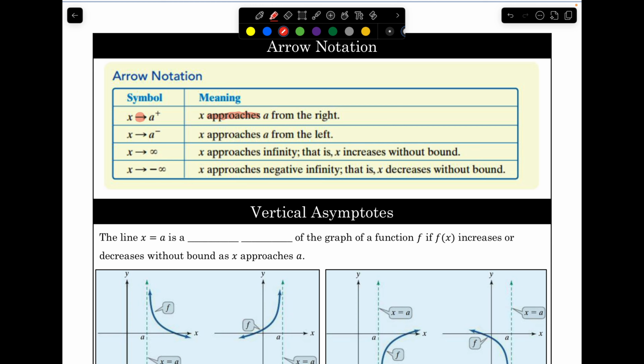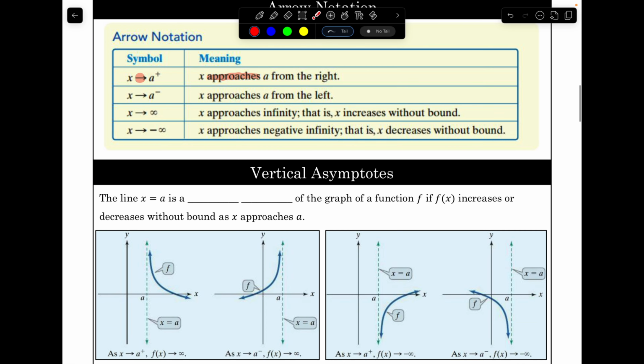So x arrow to A means x is approaching A. A positive sign up there means that we're approaching this letter A from the right side. X approaching A with a negative means we're approaching it from the left side, from the negative side of that value. And then we have the notation for infinity. So x approaching positive infinity and x approaching negative infinity is another way of saying that x is going to increase without bound, that we're just going to start picking numbers for x to get bigger and bigger and bigger, or decrease without bound, having x be as small as possible.